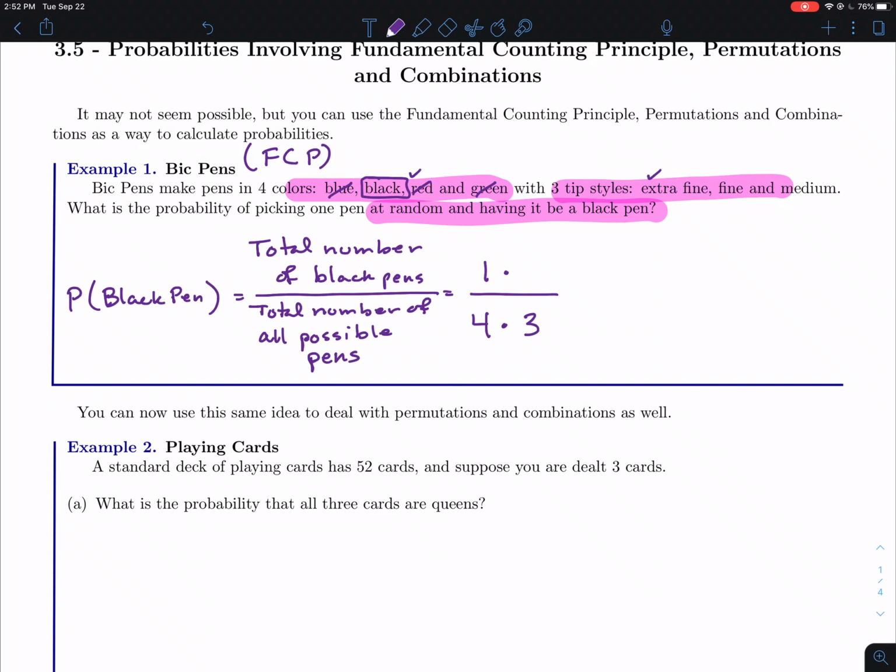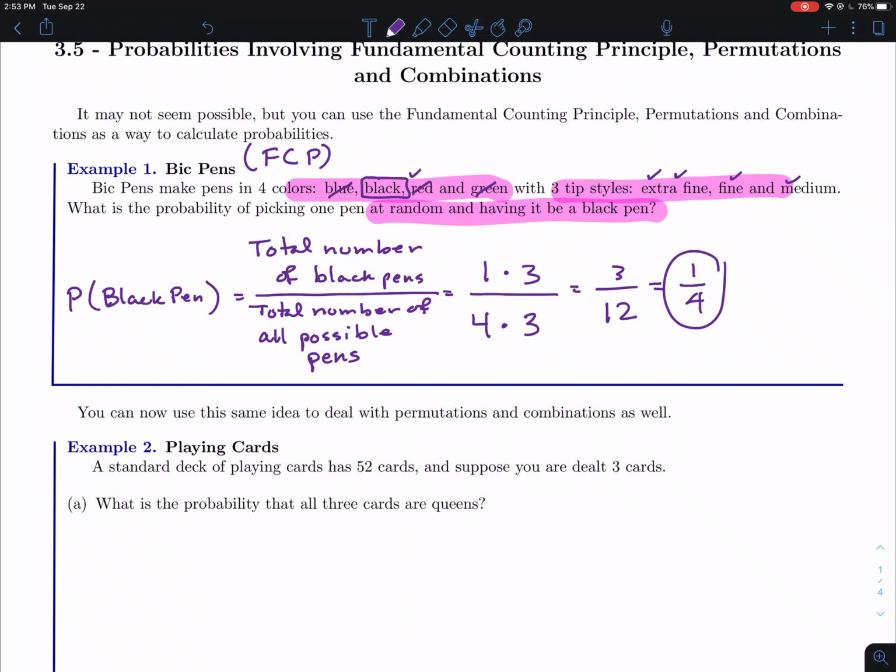But I can still have a black extra fine pen, or a black fine, or a black medium pen. So those are still available, so I'm still going to get a 3 as my second choice for the top. So now that we've got everything laid out, just multiply across the top. So 1 times 3 is 3, 4 times 3 is 12, and this reduces down to 1/4.